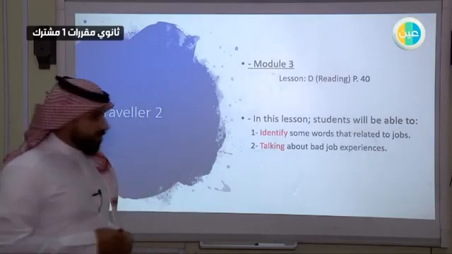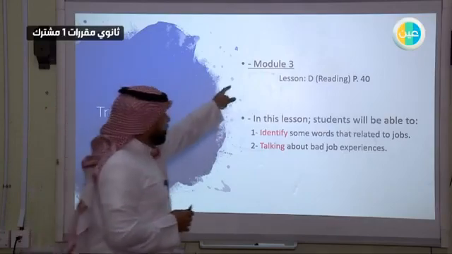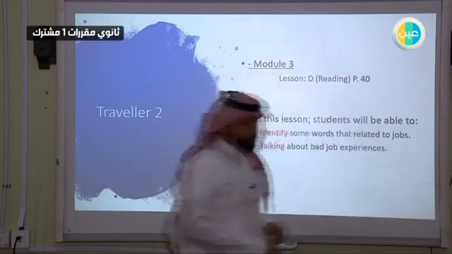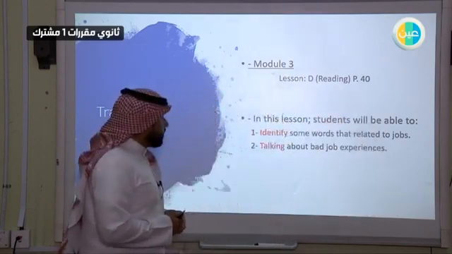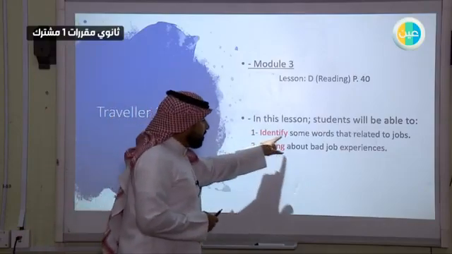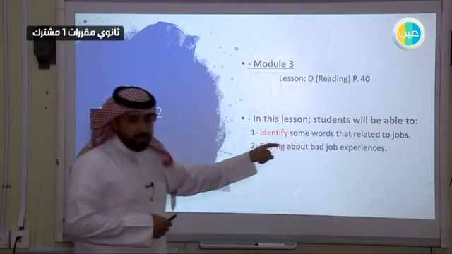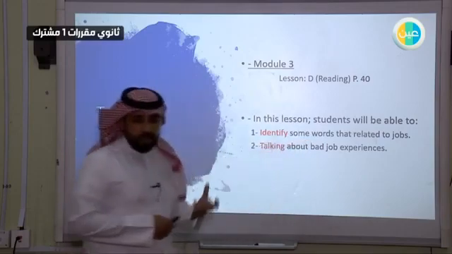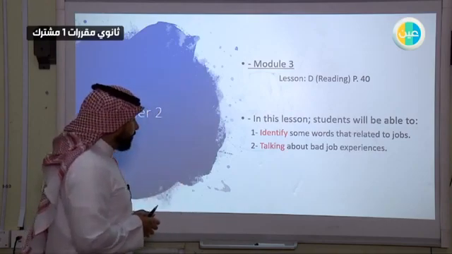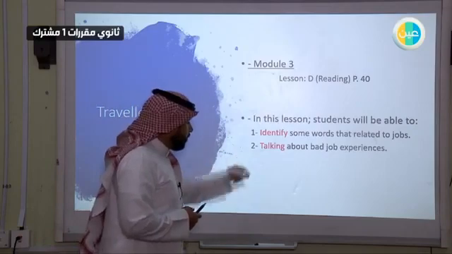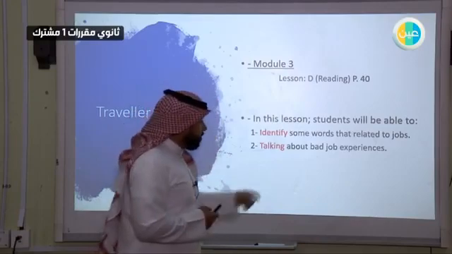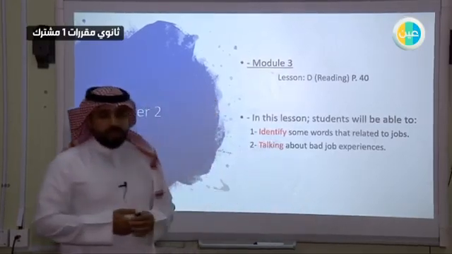Today our lesson in Traveler 2, in Module 3. Our lesson is D, it's about reading, page 40. So, in this lesson we have some objectives or goals. Number one, identify some words that are related to jobs. Identify, that means to recognize, to know these words which are related to jobs in general. Number two, talking about bad job experiences. So we have two goals that we want to achieve.